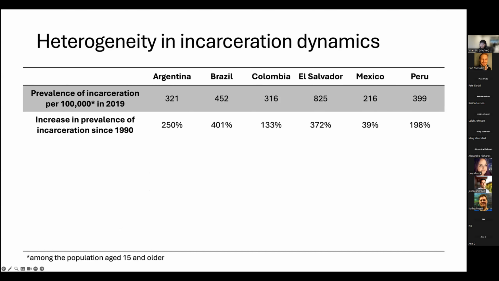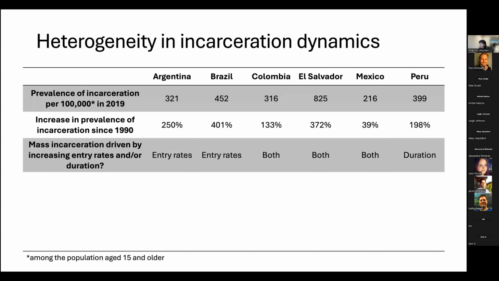All right, so before I go on to the second step of calibration, just to give you a sense of some of the variability across countries in the incarceration dynamics that can't simply be accounted for by looking at the prevalence of current incarceration. I'll start with the prevalence of current incarceration in the top row, which you can see varies between 216 in Mexico to 825 in El Salvador. This is per 100,000 population among the population age 15 and older. And the current incarceration prevalence is the result of an increase since 1990, which also ranges from a low of 39% increase in Mexico to an over 400% increase in Brazil. And you can see that in all countries except Mexico, this increase was actually greater than 100%. So the rate more than doubled.